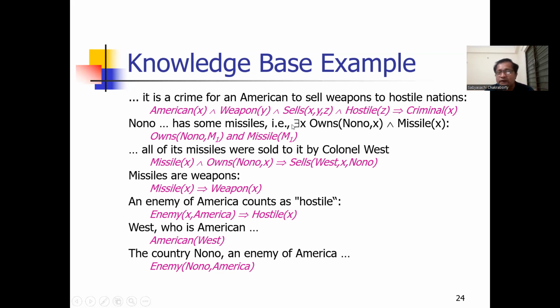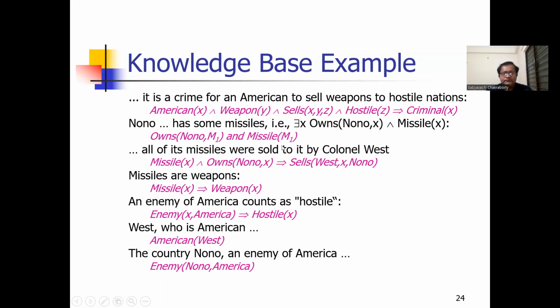This quantifier is called the existential quantifier: for at least one X, X is an instance of missile. X is a missile. For at least one X, Nono owns X. It is the Owns function of Nono and X, meaning Nono owns X, which means Nono owns at least one X that is a missile. So we have at least one X such that Nono owns X and X is a missile. Now the Owns function gives us Owns(Nono, M1) and Missile(M1).